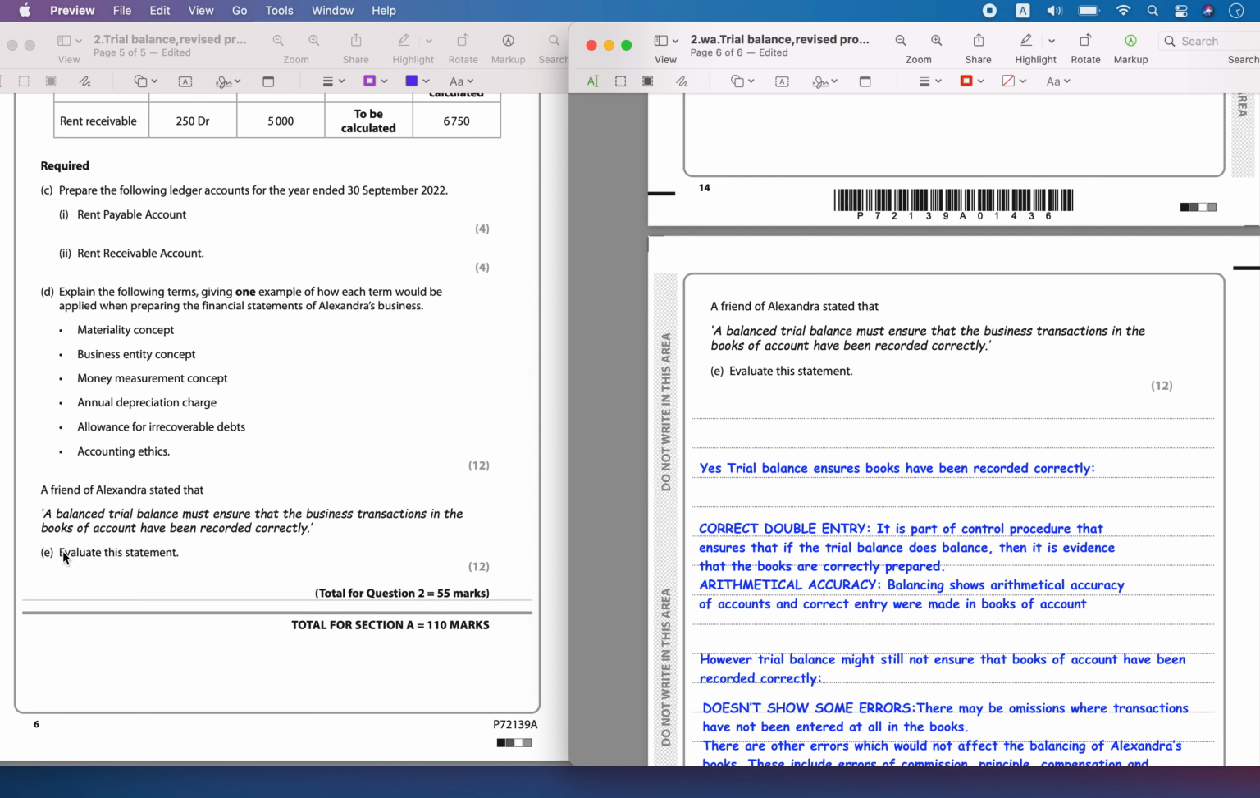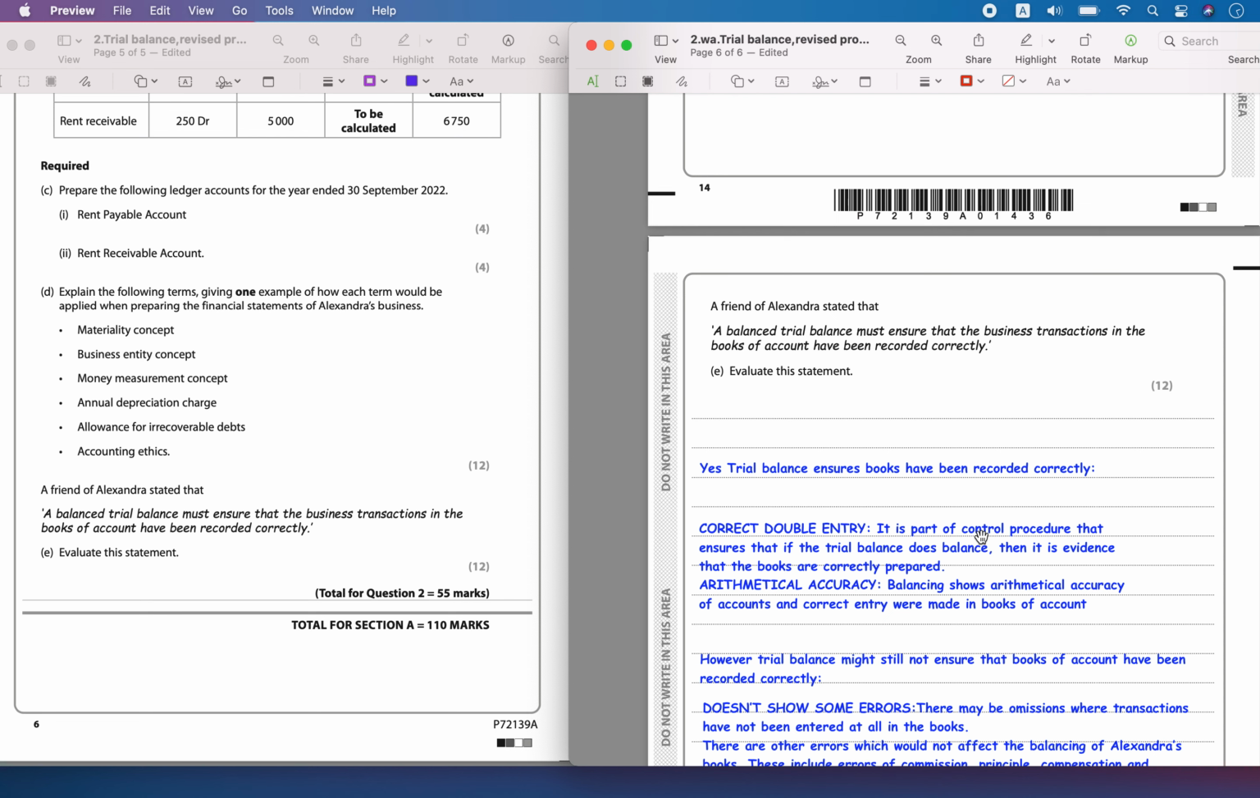Then the next question is 2E, evaluate the statement made by Alexandra. A friend of Alexandra stated that a balanced trial balance must ensure that the business transactions in the books of account have been recorded correctly. Was she correct? So yes, the trial balance will ensure that the books have been recorded correctly.